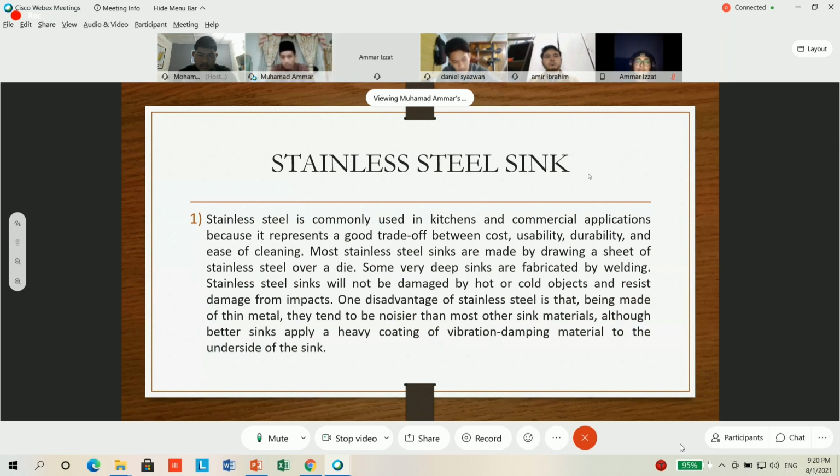A stainless steel sink will not be damaged by hot or cold objects and resists damage from impact. One disadvantage of stainless steel is that, being made of thin metal, it tends to be noisier than most other sink materials. Although better sinks apply a heavy coating of vibration damping material to the underside of the sink. That's all for me.